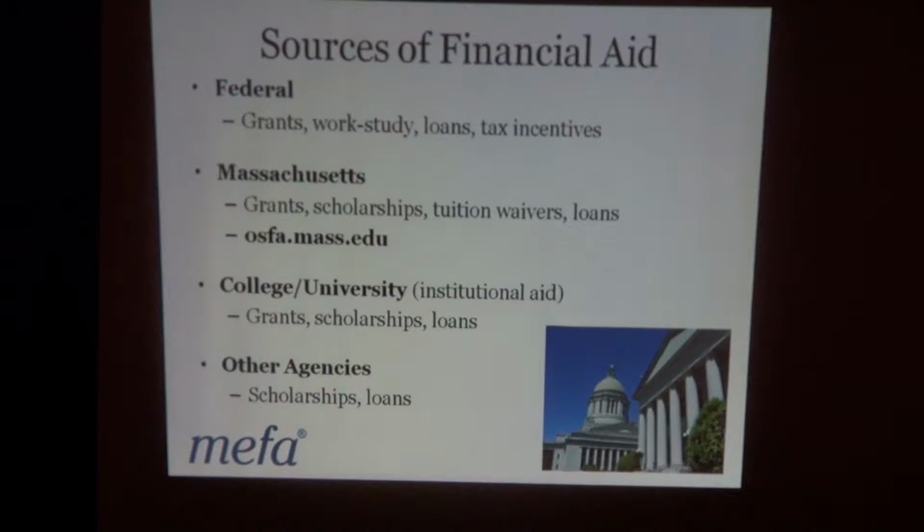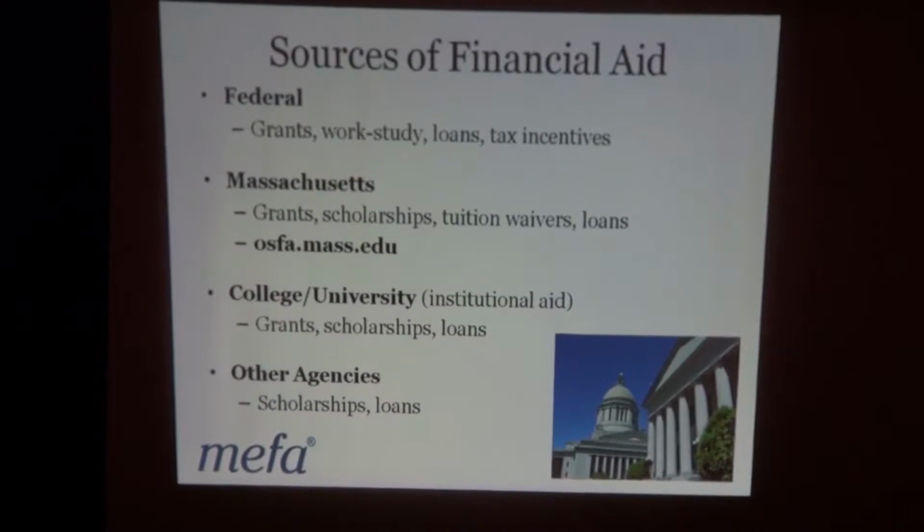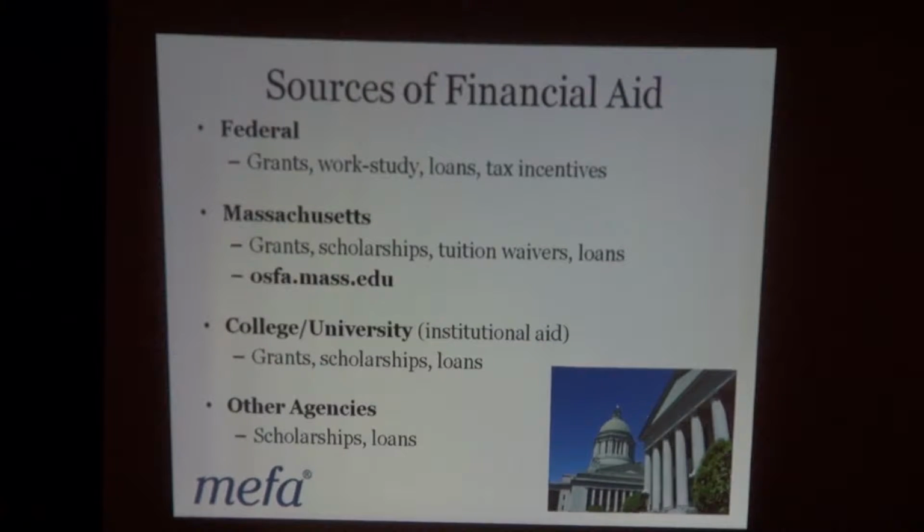So where does this financial aid come from? I've been referencing a little bit federal aid and institutional aid. The federal government does have some grants available. Often you hear about the federal Pell Grant in the news because there are appropriations that go towards that. That is for the neediest families.